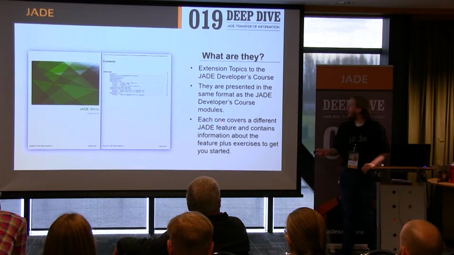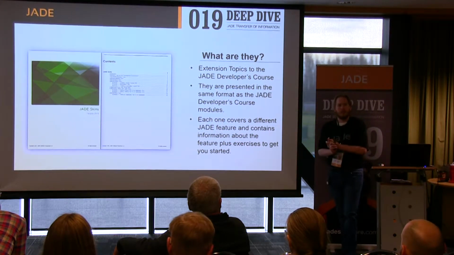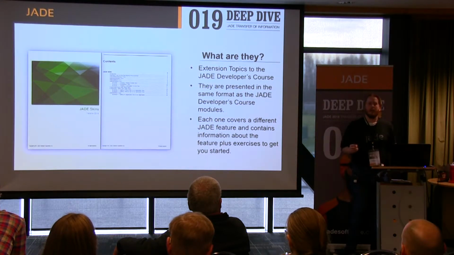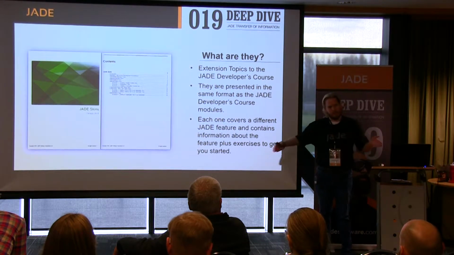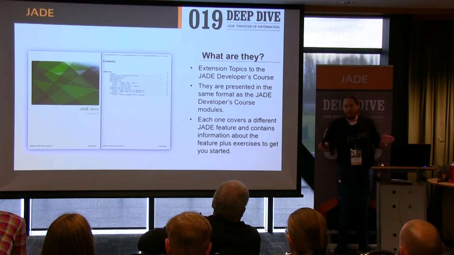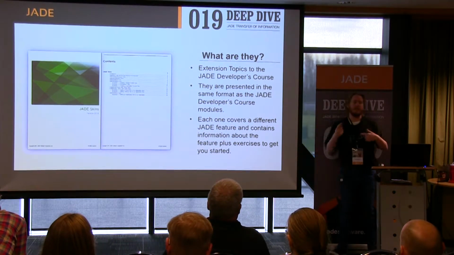So yeah, each one covers a different feature and contains information about the feature and exercises as well. And the other thing to note about them is they are all standalone. With the JADE Developers course, the base course, you'd go through it in order and build a banking system, and you'd have to do the whole course in order. With these supplementary topics, you don't need to do them in any particular order.